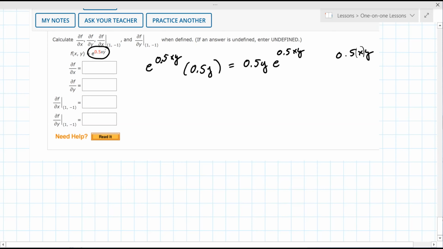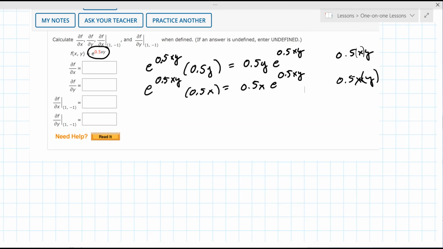Same thing down here, the derivative is itself with respect to y. E is always itself when you take its derivative. Then you got this thing with respect to y now. So you just look at y and you're like, what's the derivative of y? Well, it's 1. That means there's a 0.5x left over, 0.5x e to the 0.5xy. You'll see very commonly that these look the same except for the transposition of 2 letters. So that's kind of a common thing to see. So we got 0.5y e to the 0.5xy.